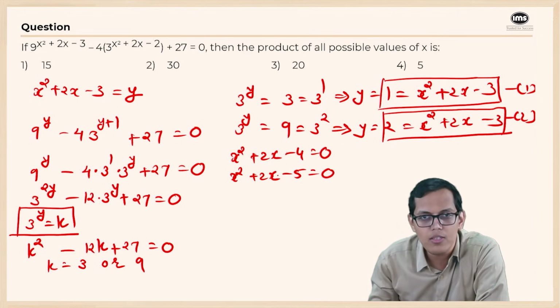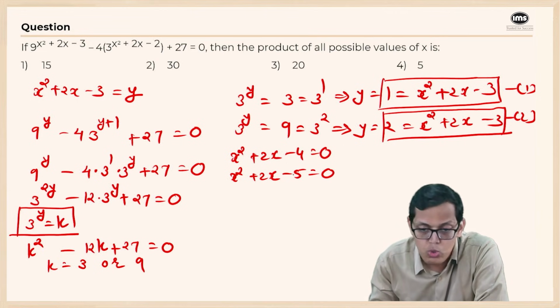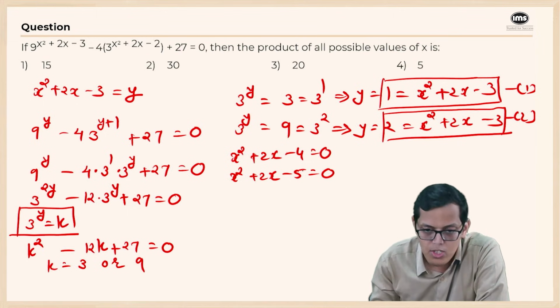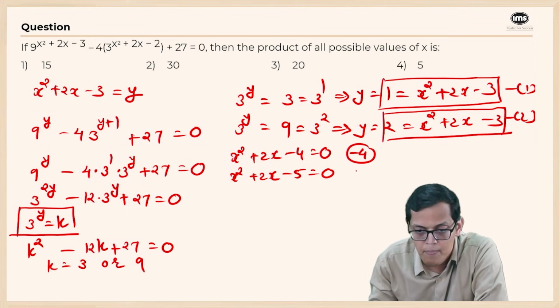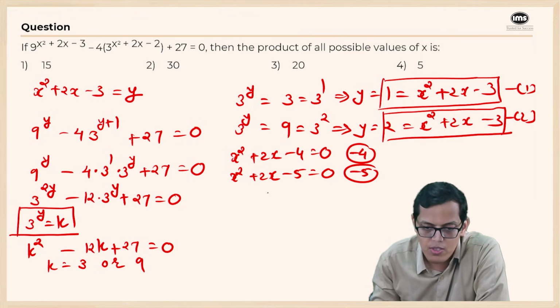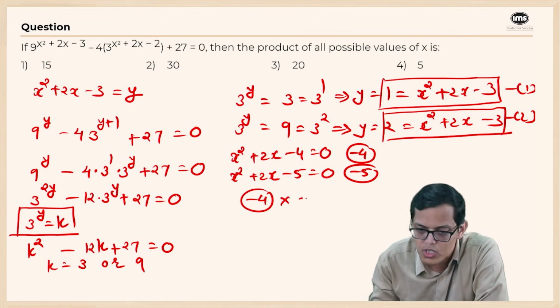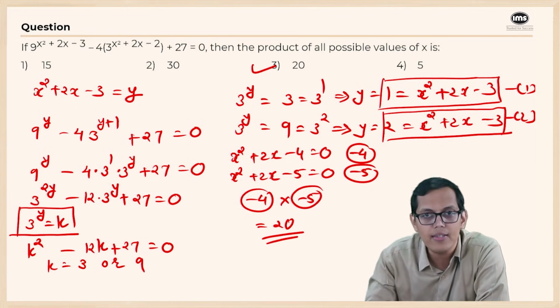We can simply go with c by a, that is product of roots for both of them, and that is going to be minus 4 in case of the first one, minus 5 in case of the second one, the product of which is going to be the answer to our whole question. 20. Option number 3 is correct.